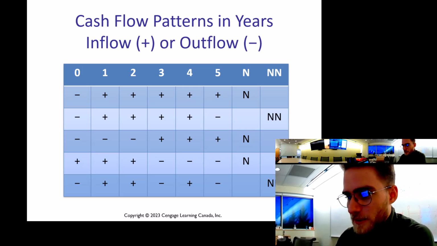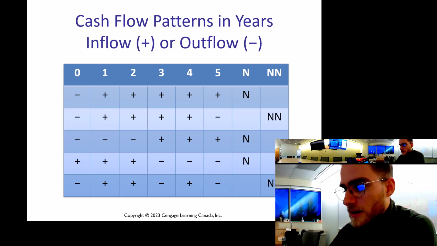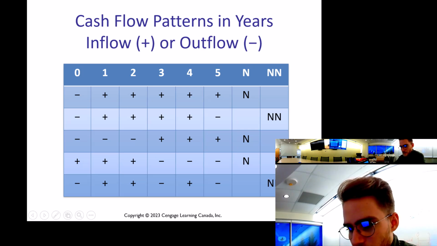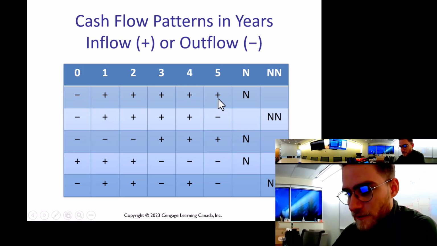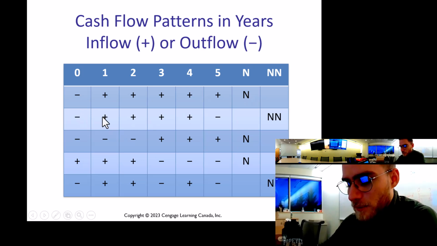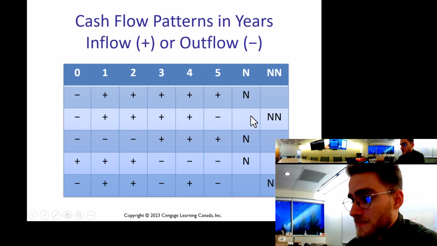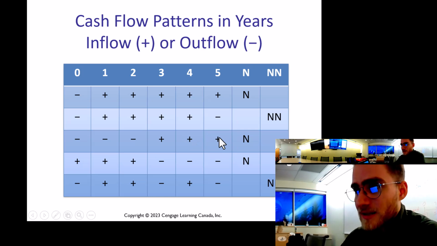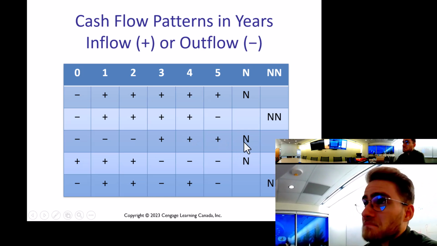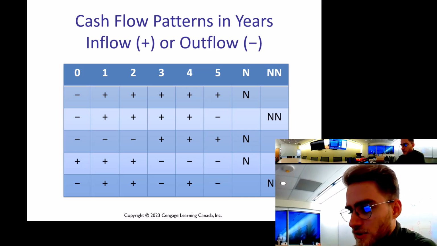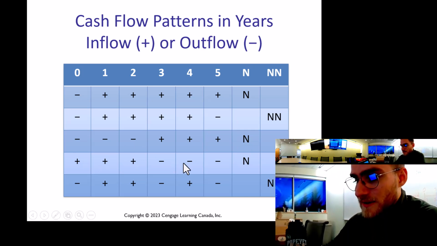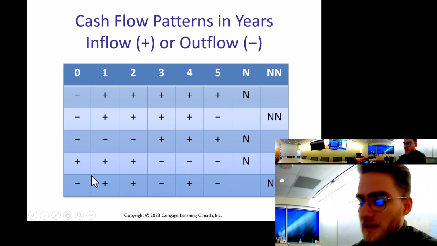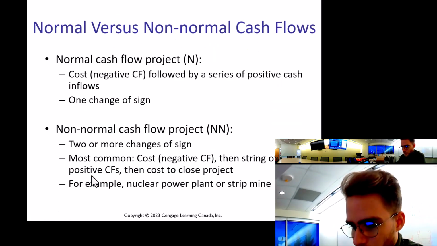So these are the cash flow patterns. Negative outflow, positive inflows: normal cash flow. Negative outflow, positive inflows, and then a negative outflow: abnormal cash flow, not normal. And then negative, negative, negative, positive, positive, they still consider this normal. You won't have two internal rates of return. If you have positive, positive, positive, negative, negative, negative, it would still be considered normal. But the second you interchange positive and negative, it becomes abnormal, or non-normal.